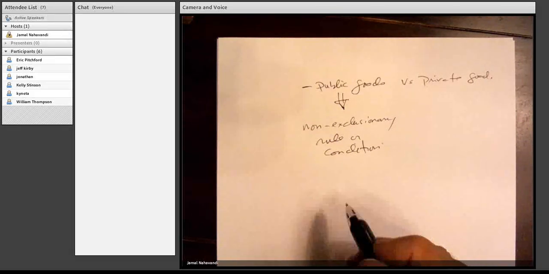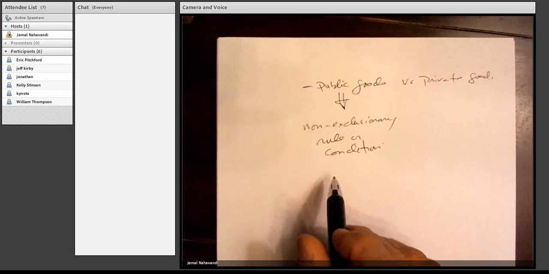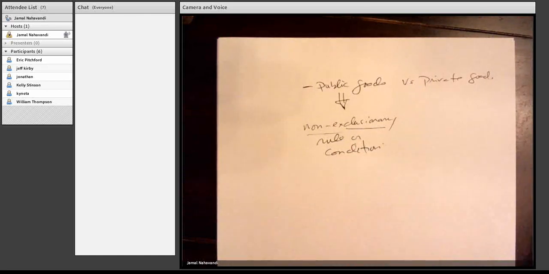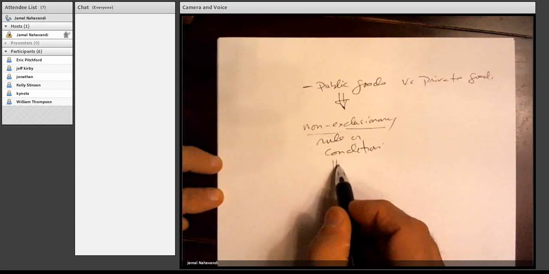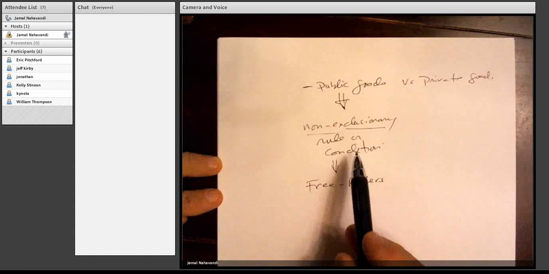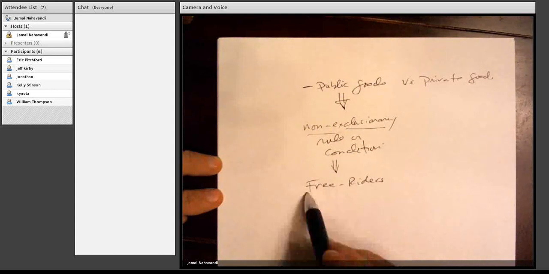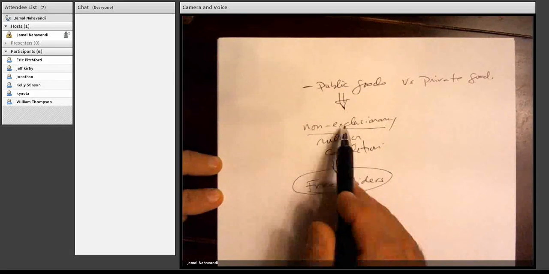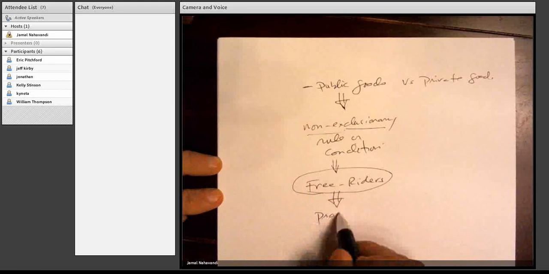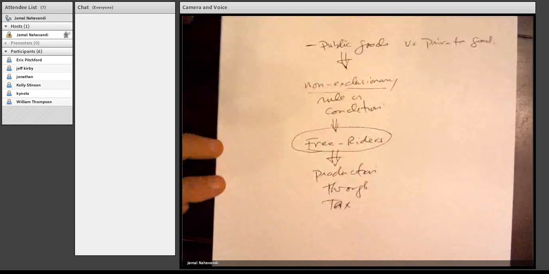So therefore, I cannot exclude some people and put a gate that says you didn't pay, and therefore you can't use. If I cannot exclude anybody from access, let's say a neighborhood park, anybody who wants to come in can walk right in, then that leads to the problem of free riders. People who cannot be excluded from accessing certain products or services, but they're not paying taxes to provide them. So therefore, if there's a problem of free riders, because you cannot exclude them, then it has to be produced through taxes.